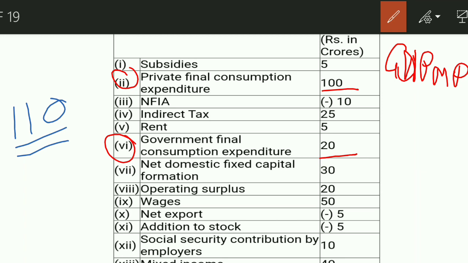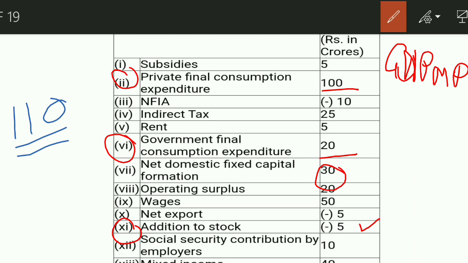All right, so change in stocks, addition to stocks, is given here as minus 5, and gross domestic fixed capital formation is not given to us. They have given us net domestic fixed capital formation, which is equal to 30. Now in order to reach gross domestic fixed capital formation, we need to add depreciation to it.